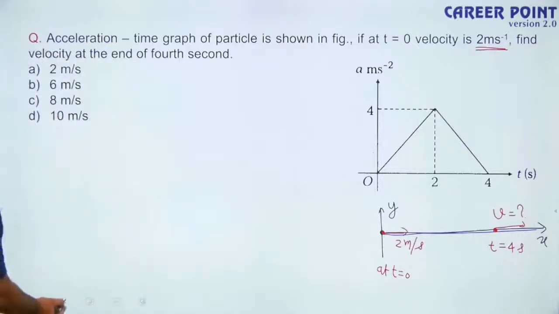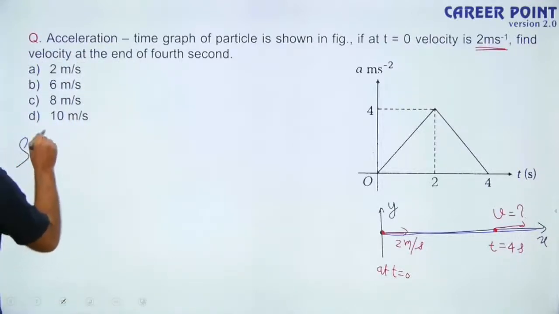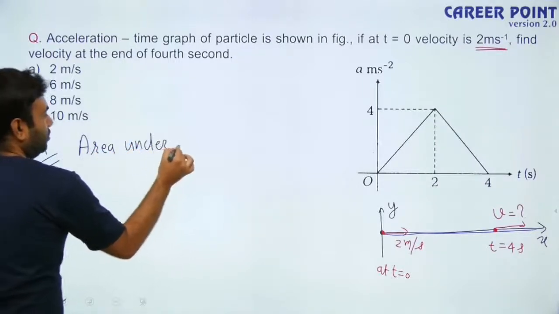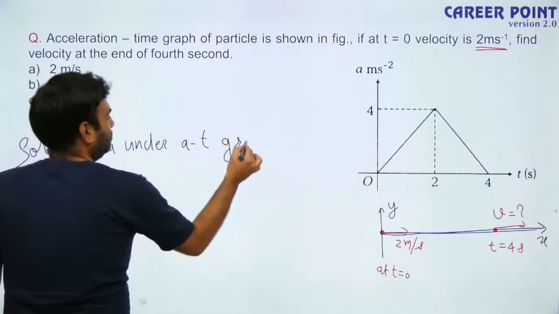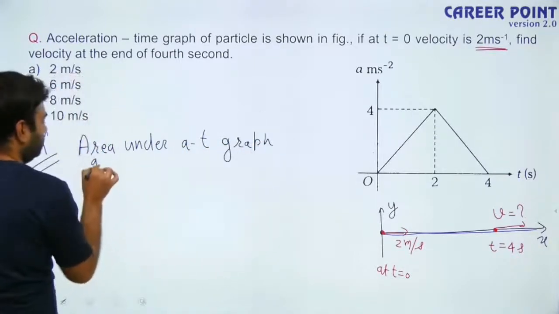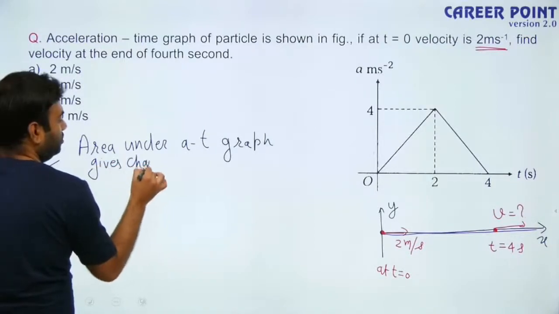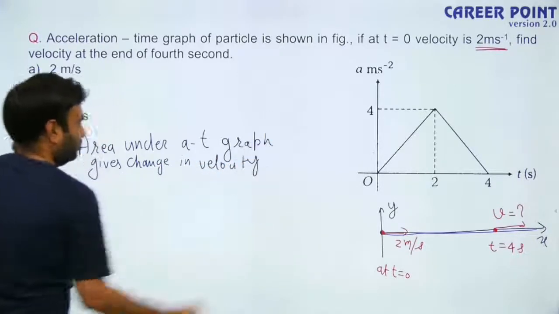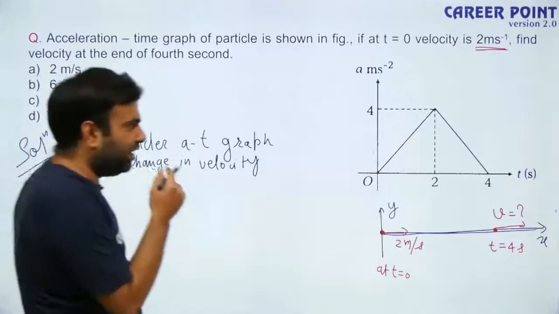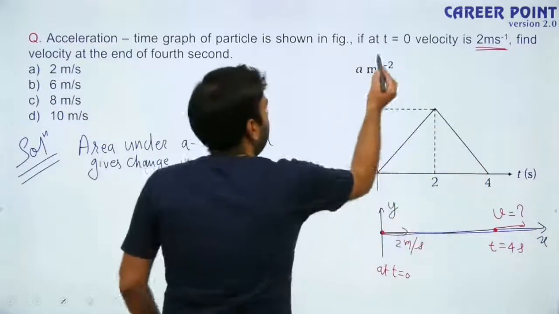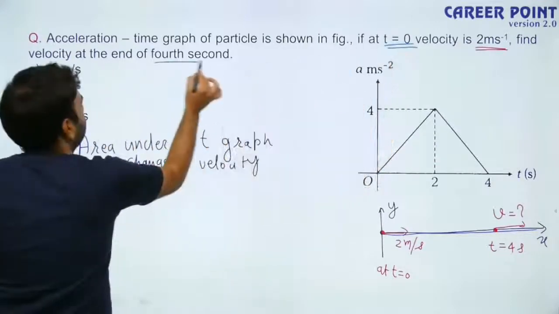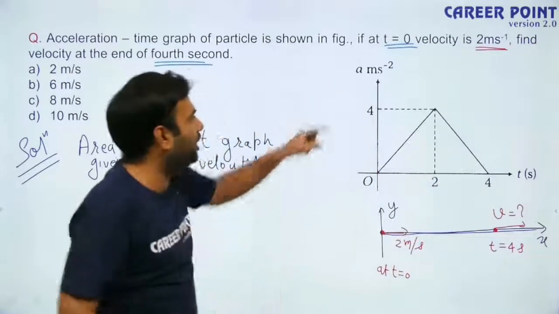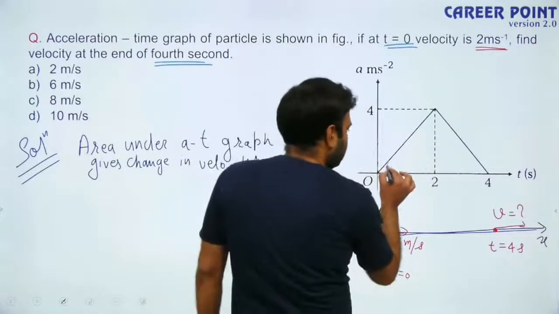So we have discussed recently that area under acceleration time graph gives change in velocity. And what is the area under the acceleration time graph? Because it is asking for the change in velocity from t equals 0 to t equals 4 seconds, from here to here we are going to find the area under the a-t graph, and this is the area.